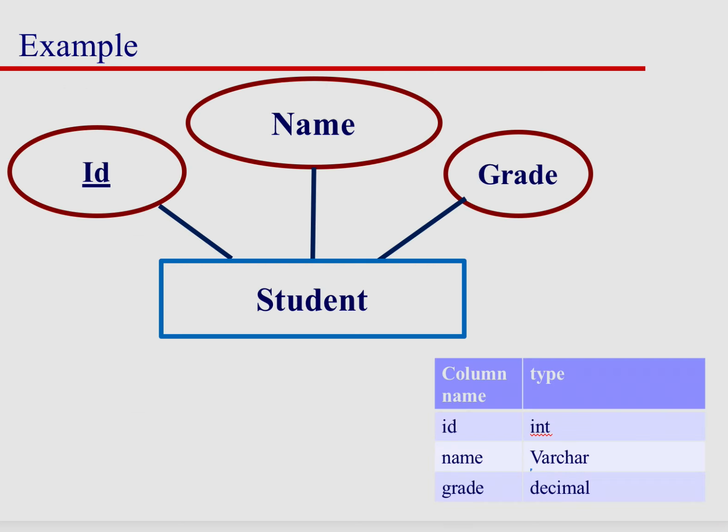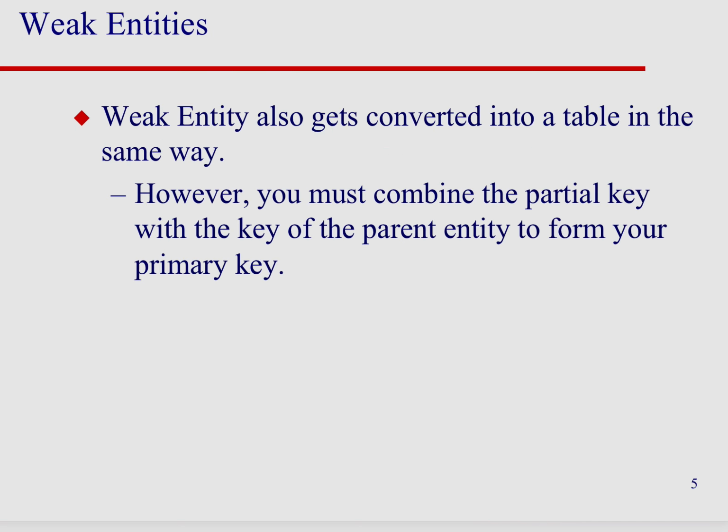So how does this look? I took our student entity. As you can see, we have ID, name, and grade. And here you'll see ID will become an int, name will become a varchar, grade will become a decimal. So this is how it's going to look. You're going to take your entity, you'll make a table, you'll take your attributes, and you'll make them as columns.